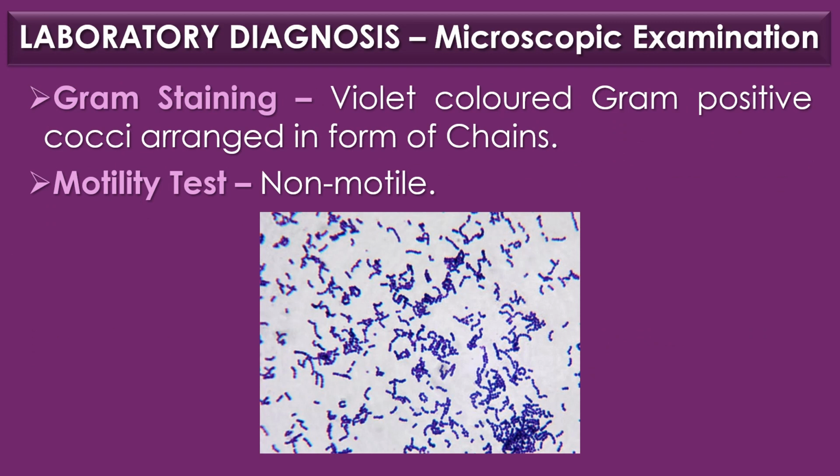Lab diagnosis of Streptococcus agalactiae. The first diagnostic method is microscopic examination. Under gram staining, Streptococcus agalactiae shows violet colored gram-positive cocci arranged in the form of chains. And in the hanging drop method, the Streptococcus agalactiae cells are non-motile in nature.